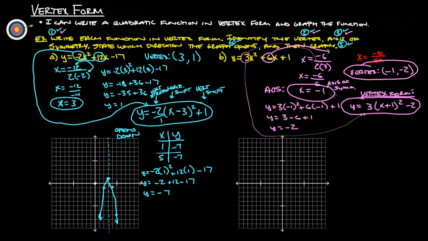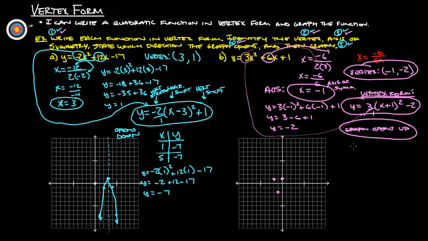State which direction the graph opens. Since it's positive, the graph opens up. Right, so we did that. And then our last thing is just to graph this. So our vertex is at negative 1, negative 2. Our next point is going to be whatever's in front here, 3 over 1. So we're going to go up 1, 2, 3 over 1. Up 1, 2, 3 over 1 that way as well.